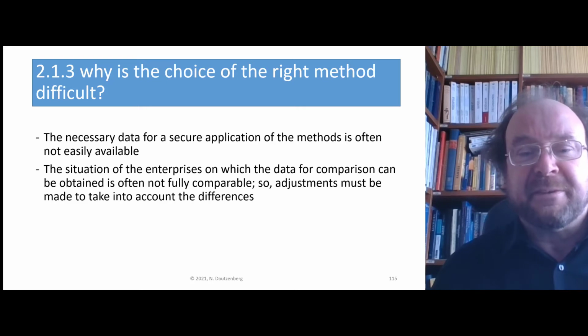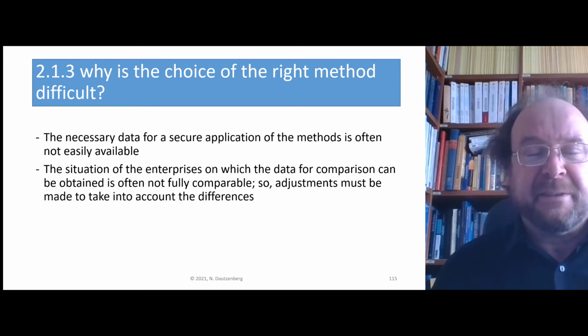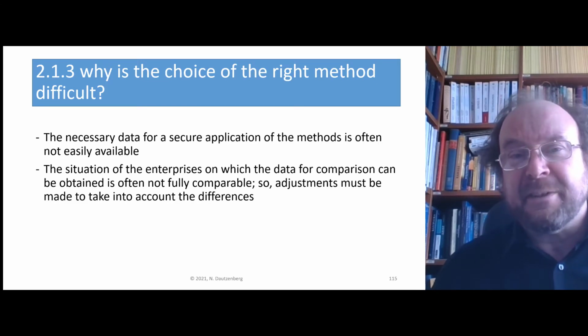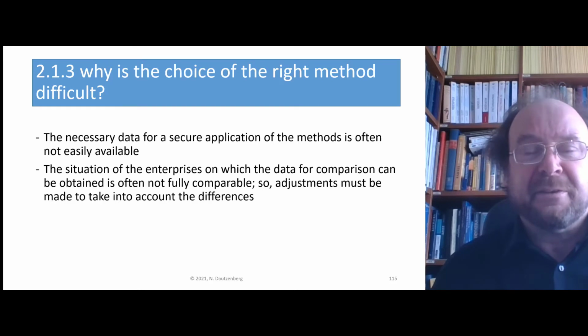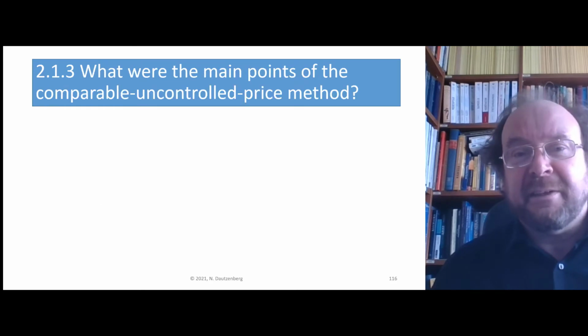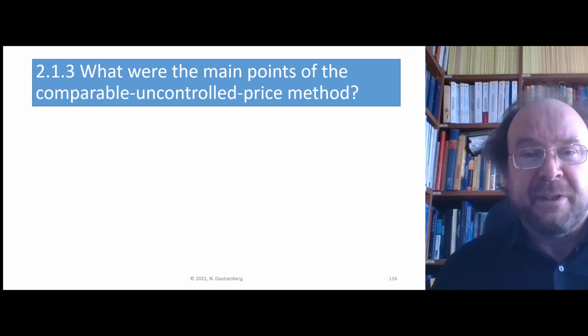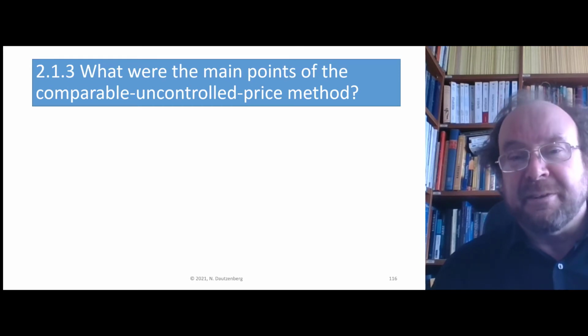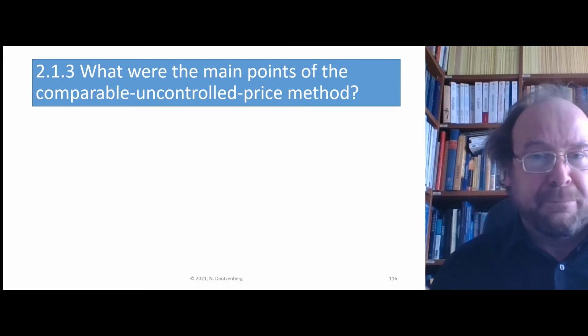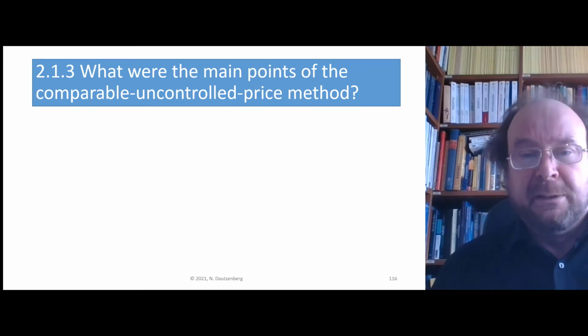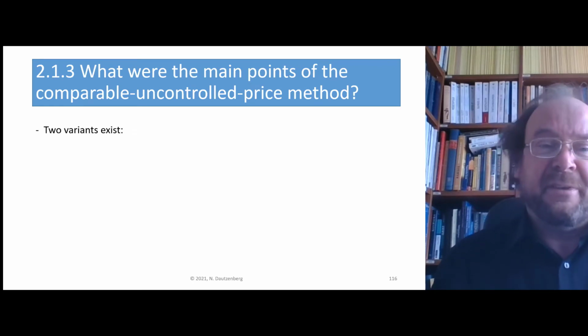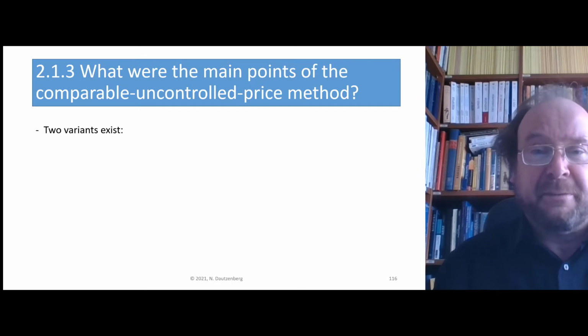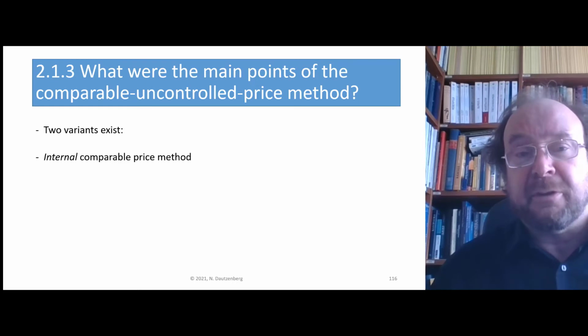supply you with necessary data, but you probably never have somebody else in exactly the same situation. So you always have to adjust the data to your situation, and take into account that a difference in the situation will also cause a difference in the pricing behavior. So the main points with the comparable uncontrolled pricing method is that you have two alternatives. First, the internal comparable method.